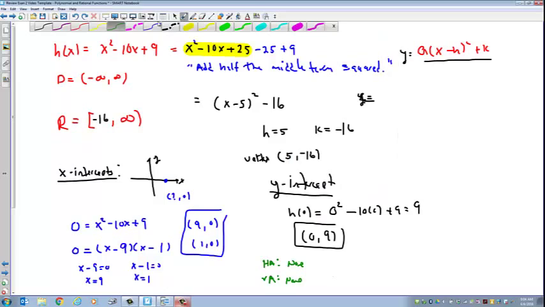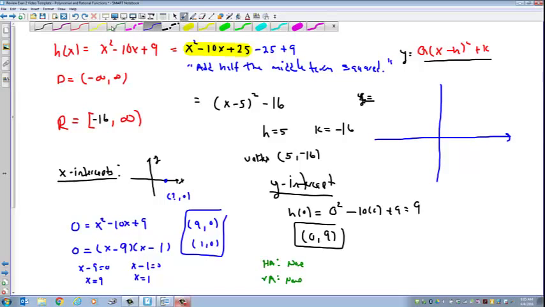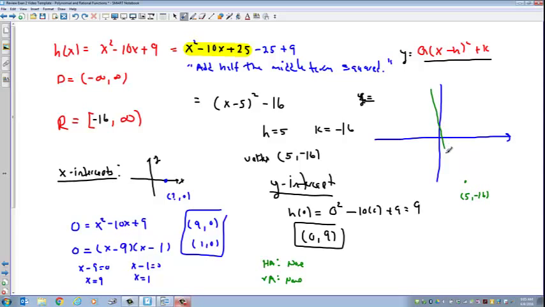And then for the graph, let's just do the graph right here. And we can be pretty specific on this graph because we found lots of things. We found the vertex to be at 5, negative 16. And again, we're not drawing to scale. And then we saw it goes down like this, turns around like this, and goes back up.